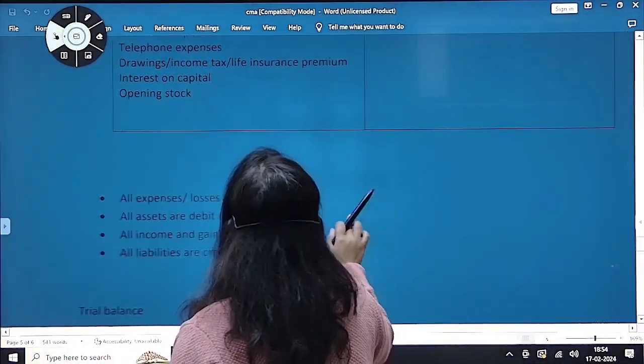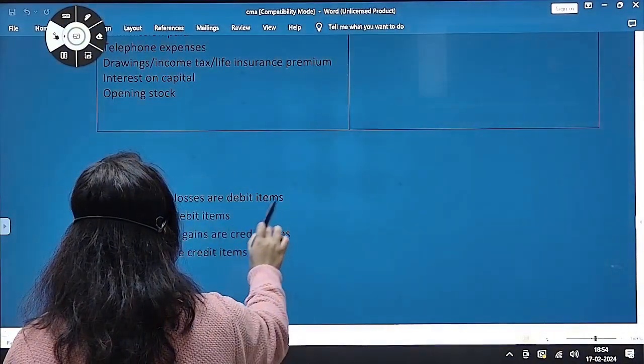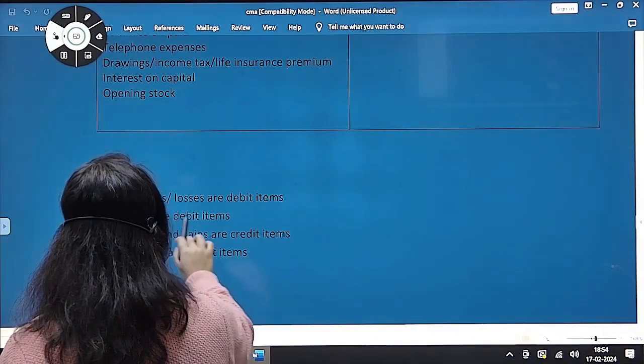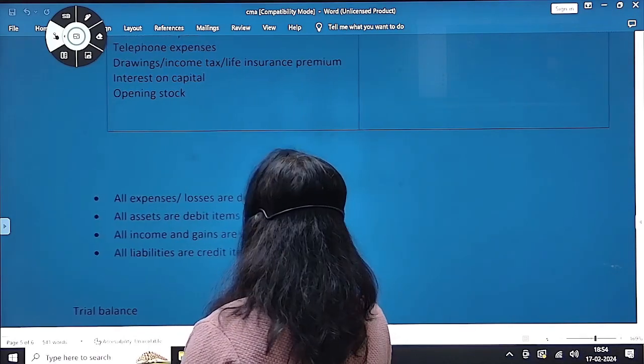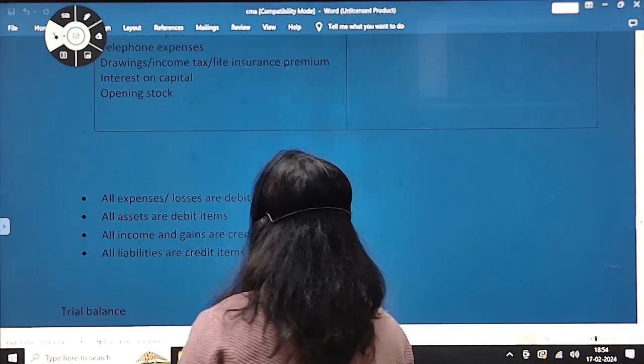Here you can see all expenses and losses are debit items. We write them on the debit side. All assets are debit items. All income and gains are credit. We write them on the credit side, and all liabilities are credit items.